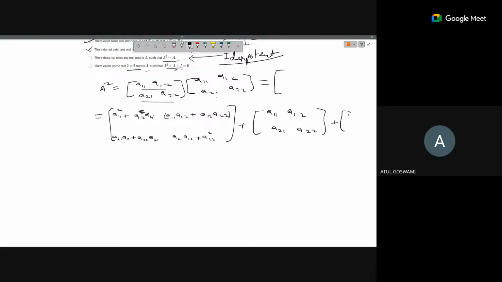And what is the identity matrix? 1 0 0 1. Okay, so when we add these three matrices, what do I get in the first entry? A11 square plus A12, A21 plus A11 plus 1. Okay, and the second entry would be A11, A12 plus A12, A22 plus A12 plus 0.